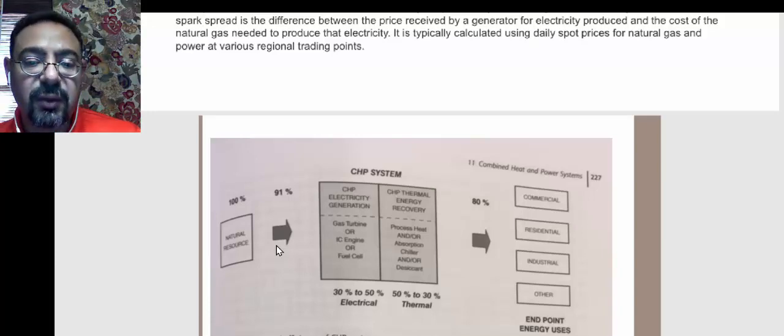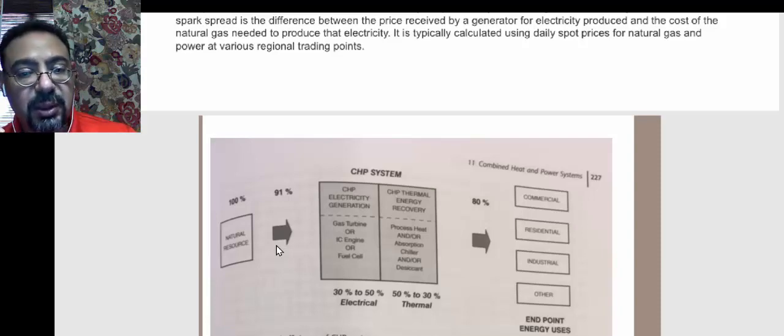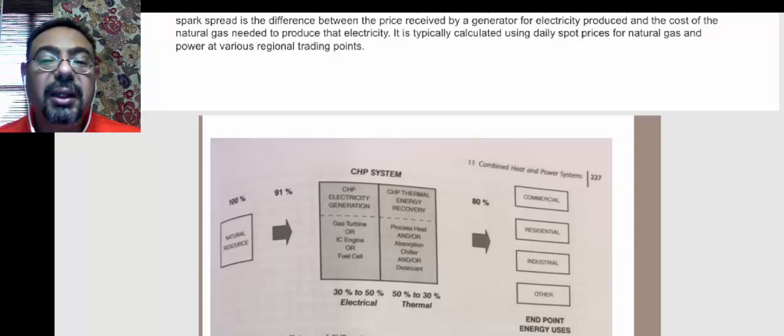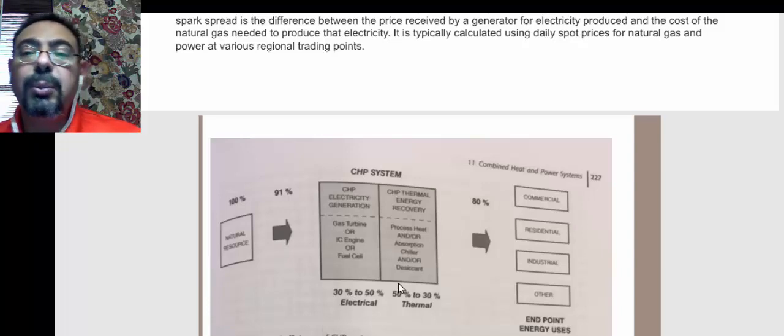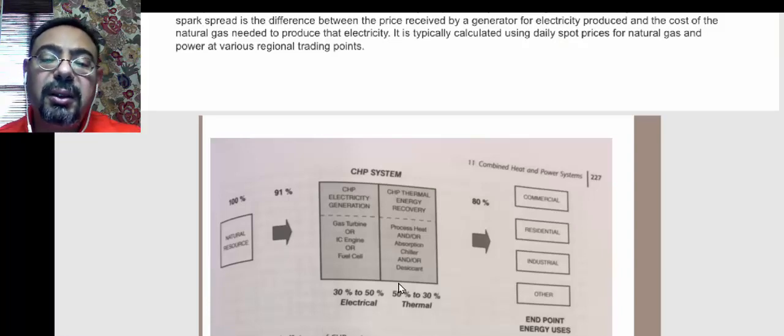Big furnace for my hotel or my hospital. So now it makes sense then, if you are also using electricity all the time and you have a lot of heating all the time, rather than just buying electricity and having your own boiler for heating, that you would have your own power plant in the building.